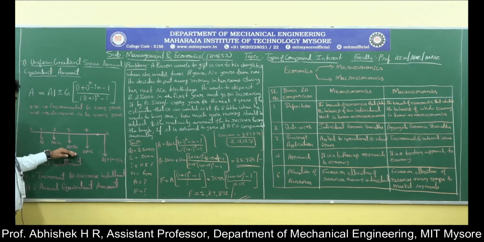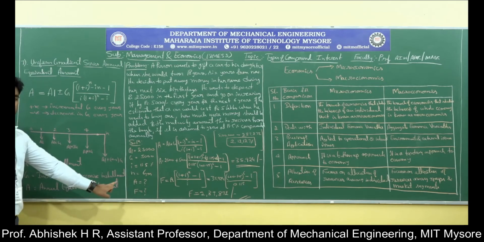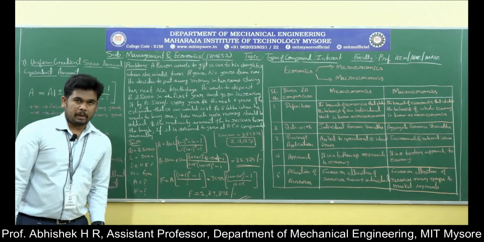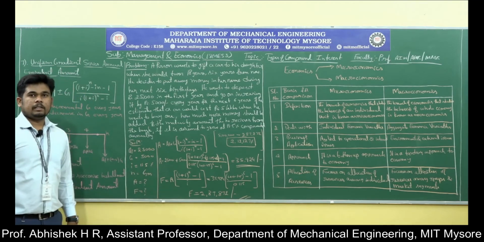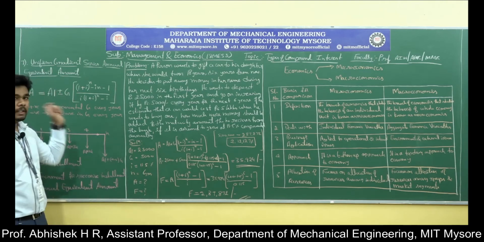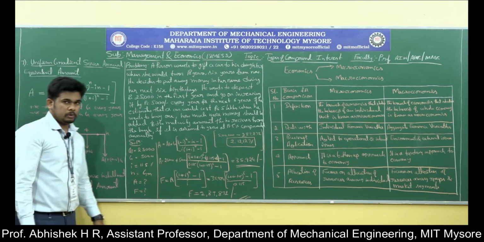So this is how we are going to draw the cash flow diagram for this type. You should remember A1 plus or minus G. A1 is the first installment amount and G is the incremental amount for successive installments. Now we will solve one problem based on the seventh type, that is uniform gradient series annual equivalent amount.